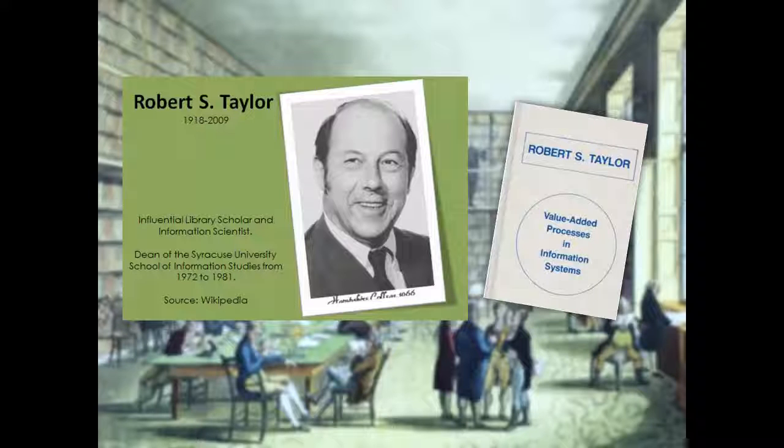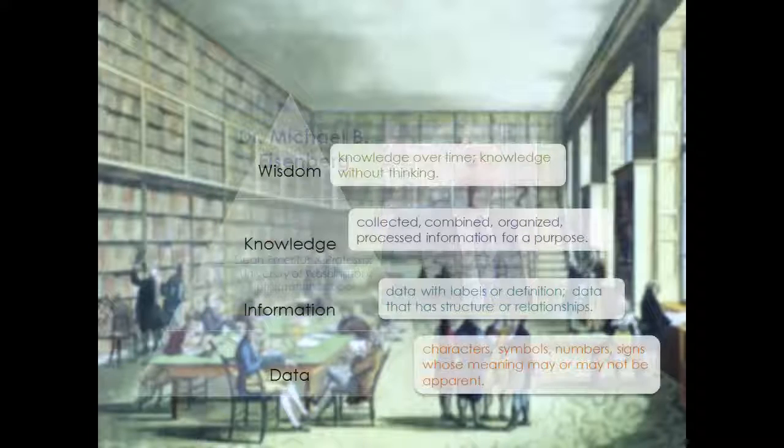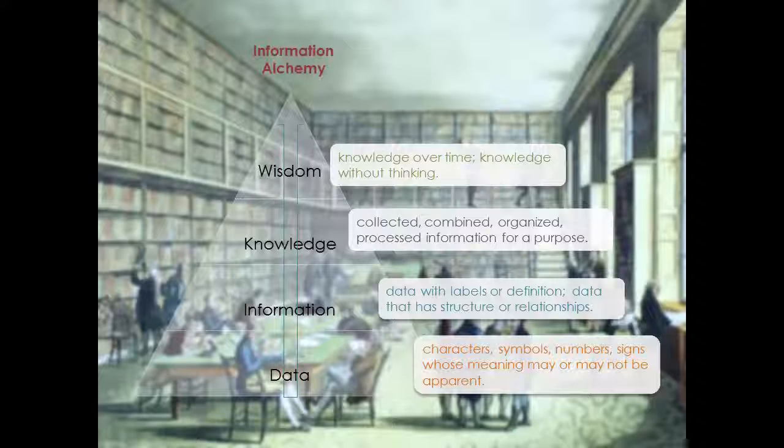Mike Eisenberg, Dean Emeritus and Professor at the Information School of the University of Washington, developed this concept into information alchemy. He called this movement up the spectrum an information alchemy process, because the transformation from information to knowledge has a special, almost magical quality to it. The goal of traditional alchemy was to turn base material into gold. Information alchemy is similar, turning common data and information into valued knowledge and wisdom.